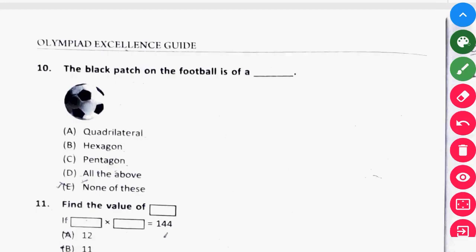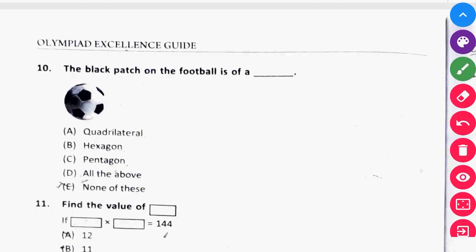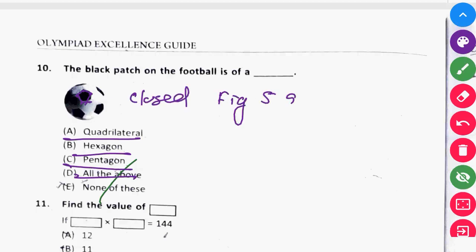Black patch on a football is of a either quadrilateral or hexagon or pentagon or all the above. Now check. 1, 2, 3, 4 and 5 sides it has. So the closed figure which has 5 sides is known as a pentagon. So the correct answer is pentagon.